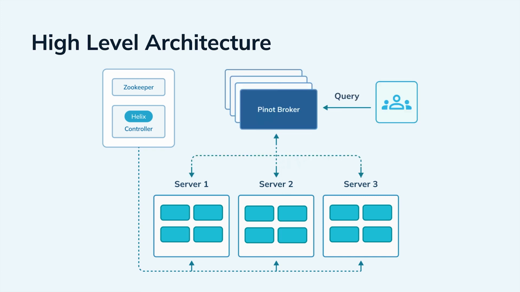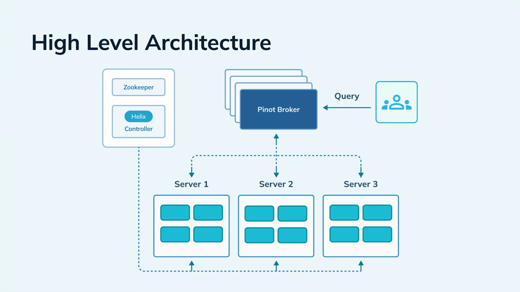And finally, the Pinot broker. That's responsible for query processing. Every time it gets a query, it does a scatter gather to generate a result. What that means is it will identify which servers it needs to send this query to. Those servers in turn will locally process the query and generate an intermediate response, and then the broker will collect all these responses, do a final aggregation, and return the result.